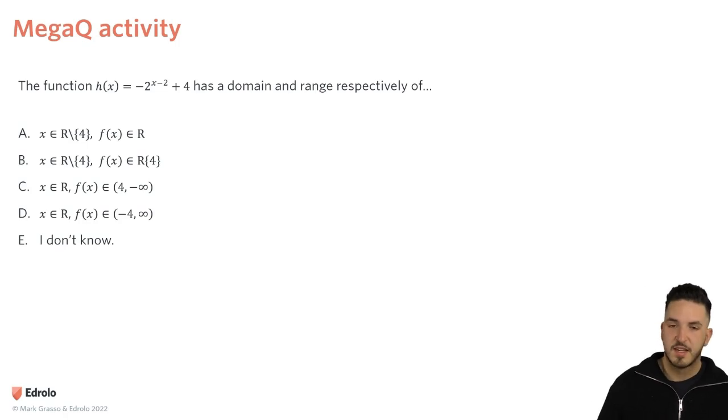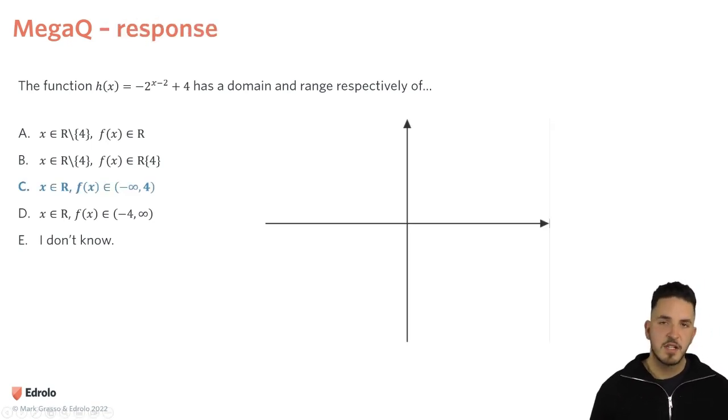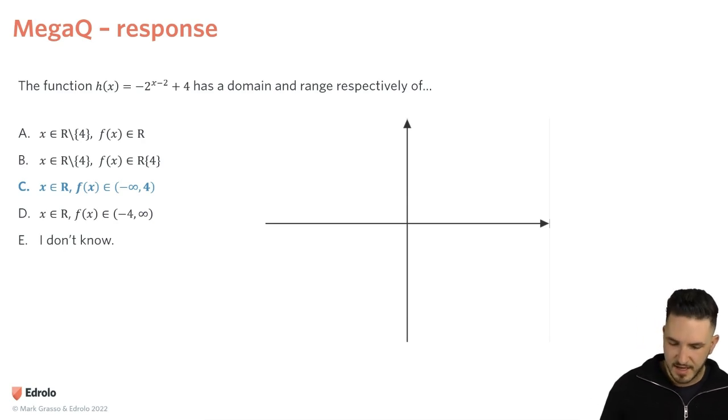So the function h of x equals negative 2 to the power of x minus 2 plus 4 has a domain and range respectively of. So the function h of x has a domain of x as an element of R. That means it's all real numbers. And a range from negative infinity to 4. So if we look at this graph, we can see it's being shifted vertically up by 4 units, meaning that our horizontal asymptote is at y equals 4. So let's draw that in.